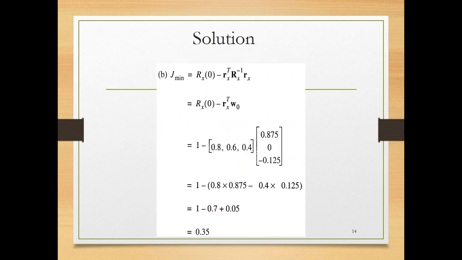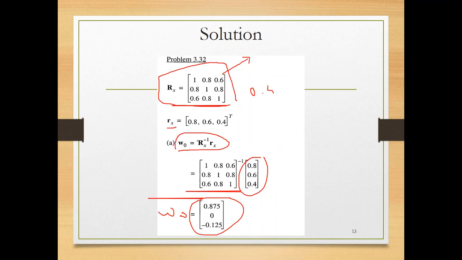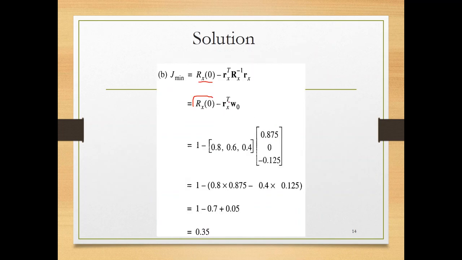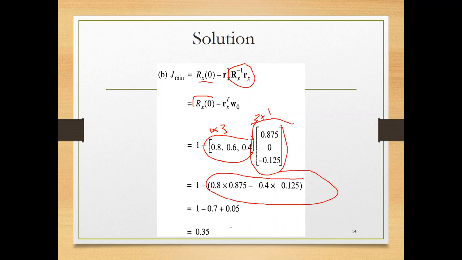Now, the minimal error is equal to Rx0 minus Rx transpose, Rx inverse multiplied by Rx. Rx0 is given here as 1. And minus Rx transpose times this value, which we already found from the previous question. Don't repeat the same calculation again because it will take time. W0 is exactly this column you found here. You substitute it here, and when you multiply Rx transpose, a row, by a column, 1 by 3 multiplied by 3 by 1, you get 1 by 1. So 1 minus that value gives you the minimum error variance.